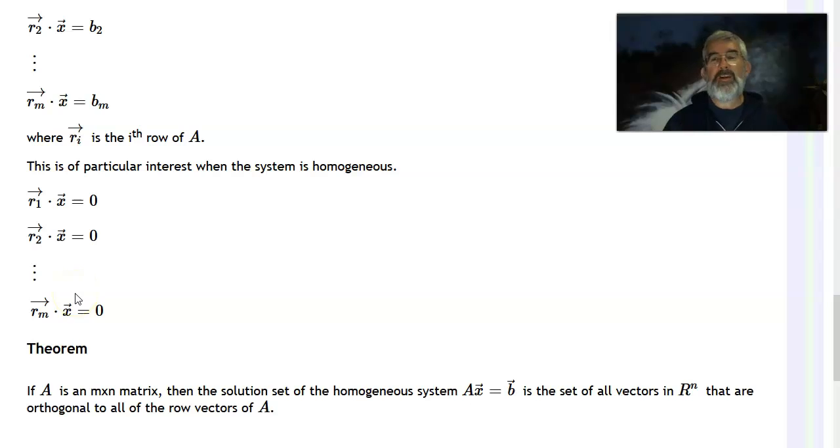So every single solution, where you're making an assignment for the variables x1, x2 up to xn, has to be a vector that dotted with every single row is equal to 0, so it has to be perpendicular to every row vector. And in the next video, we'll see how this also gives us the geometry of solutions to non-homogeneous systems.